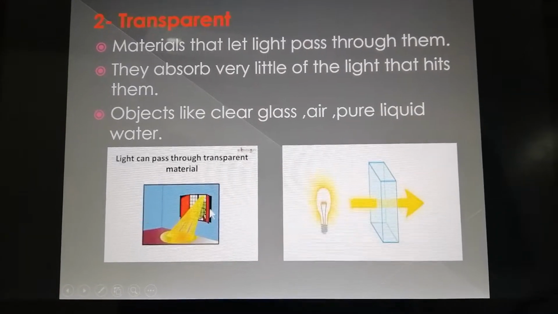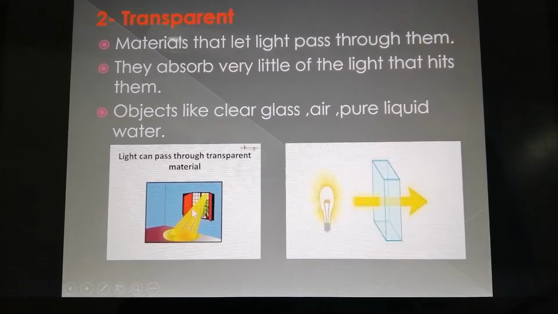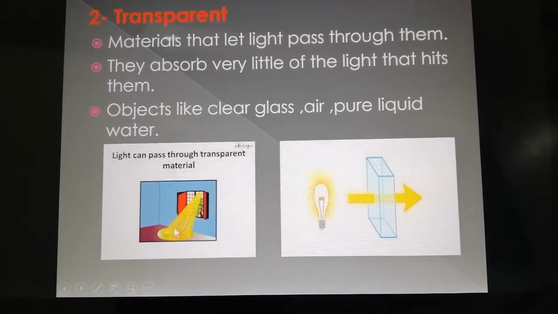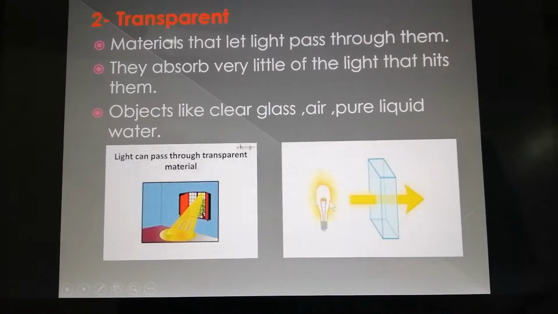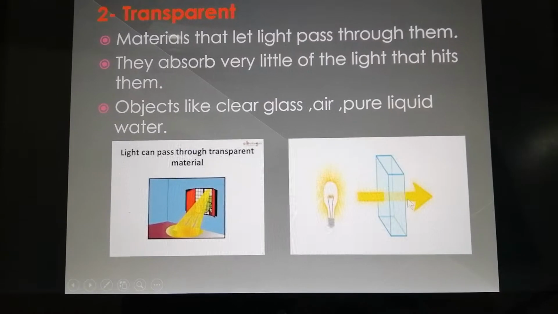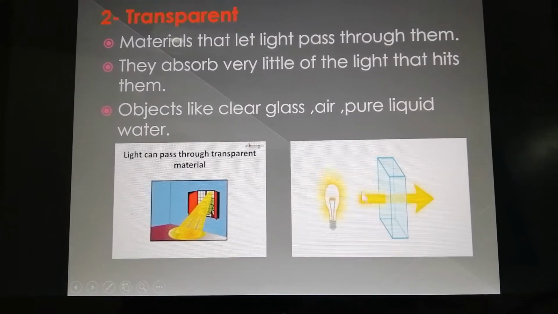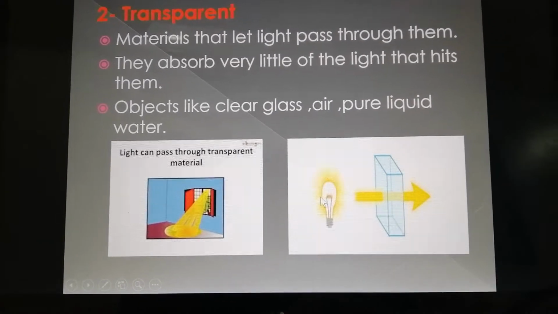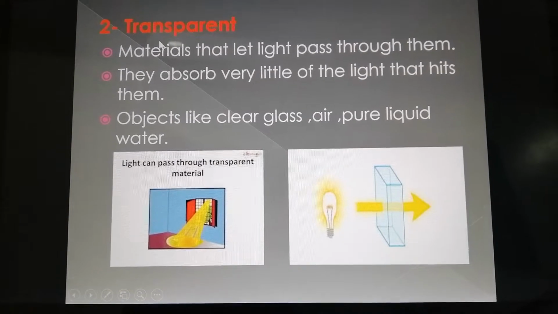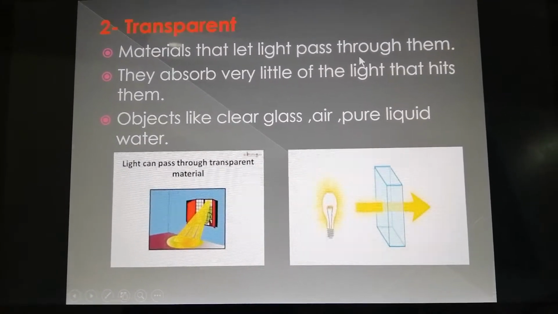As here we are opening the windows. The window is made up of glass, so it allowed the light of the sun to come inside the room. Here, this is a lamp. It passes through the glass to the other side. If I have a cup of water, if it's transparent, it will allow light to pass through it. So it is called transparent because it lets the light pass through it.